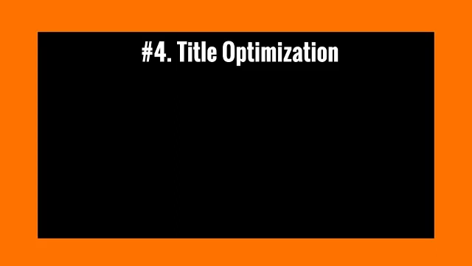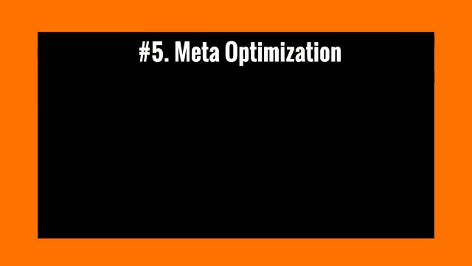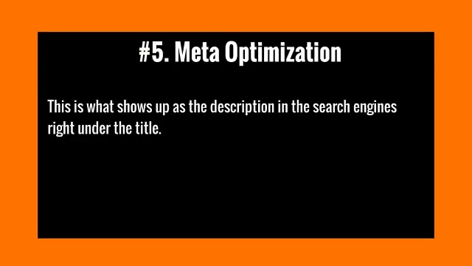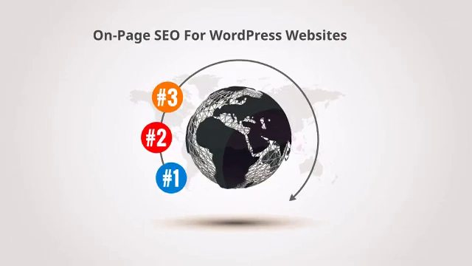And of course, we got factor number 4, which is title optimization, basically how to make your titles search engine friendly, because the reality and the truth of the matter is that your titles do show up in the search engine, so you definitely need to do this right. Otherwise, you're going to attract the wrong person. Meta optimization is the same thing. You've got the description and other metadata that will show up underneath the title in the search engines. So you want to make sure that you attract the right person. Now that we've talked about the 5 important factors, let's dive into every single one of these 5.